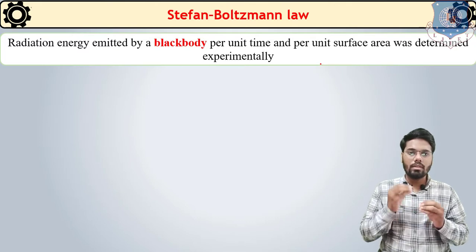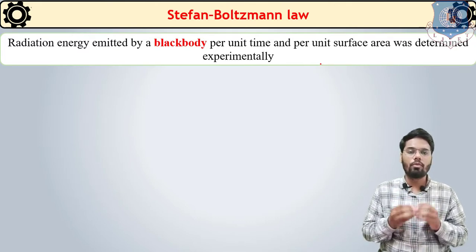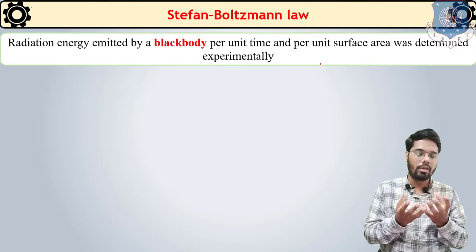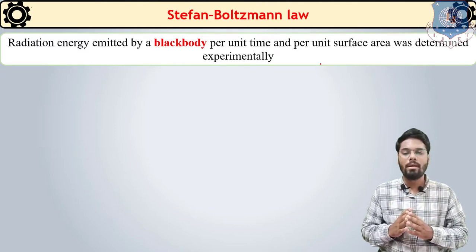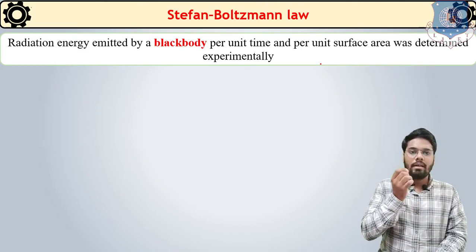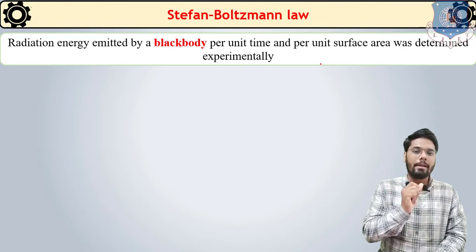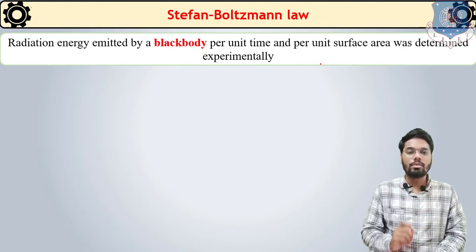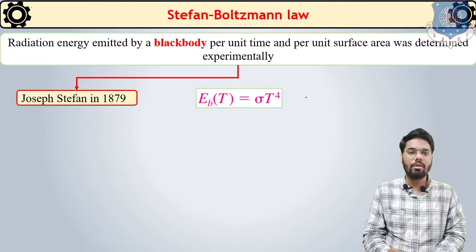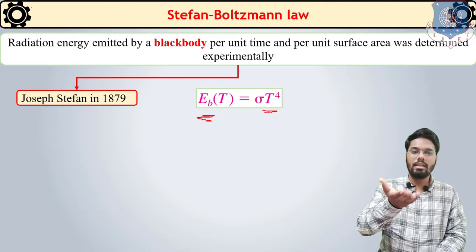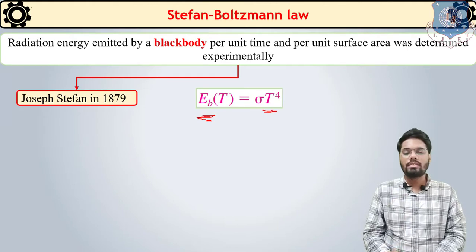Now we require one equation from which we can calculate the emissive power. Emissive power means the electromagnetic wave emitted by a particular body per unit time per unit area. Experimentally, the radiation energy emitted by a black body per unit time and per unit surface area was determined by Joseph Stefan in 1879, which is given by Eb. The emissive power of the black body is directly proportional to temperature raised to 4. T is the temperature of the black body surface.